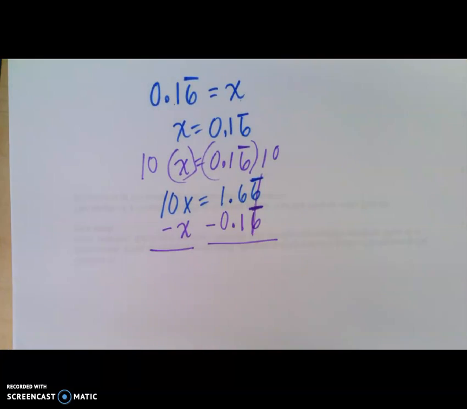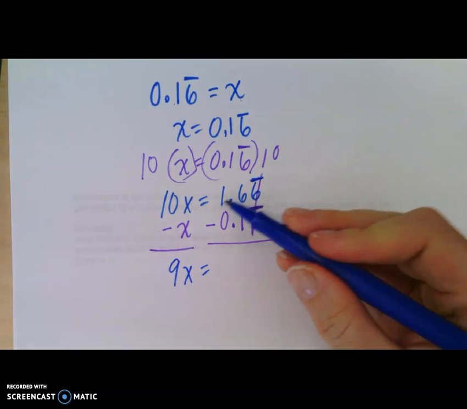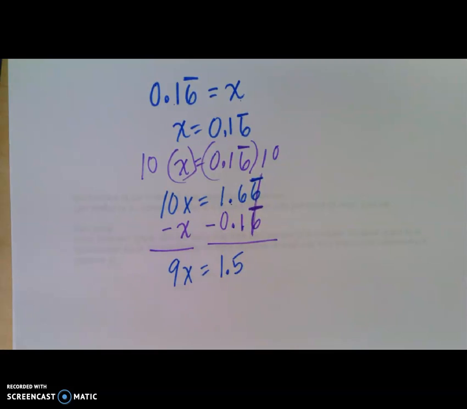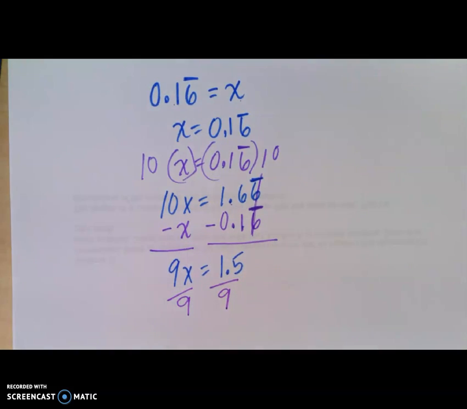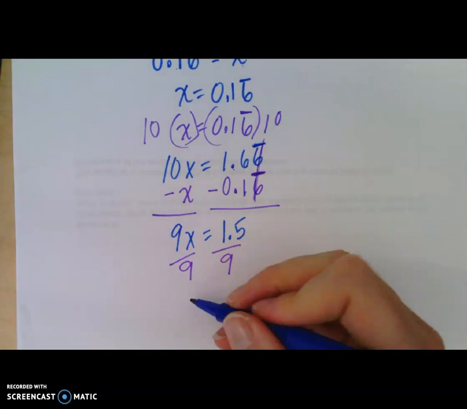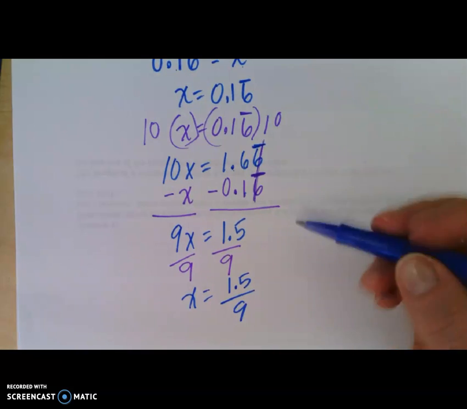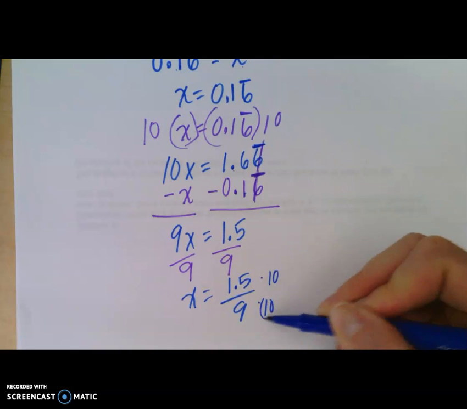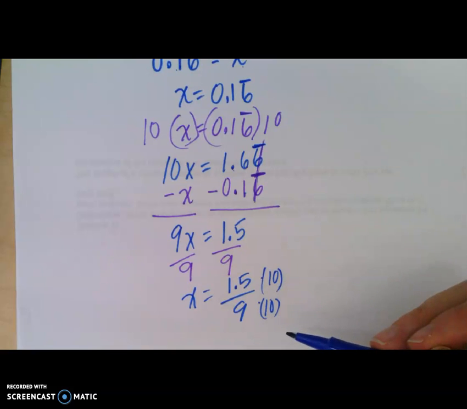So now we have 9x is equal to 1.6 minus 0.1, which is 1.5. Now we're going to divide both sides by 9. Oh no, you guys, we have a decimal in our fraction. We can't leave that there. So you could multiply numerator and denominator by 10 to move the decimal place over 1. But notice you're then going to have to do quite a bit of simplifying.